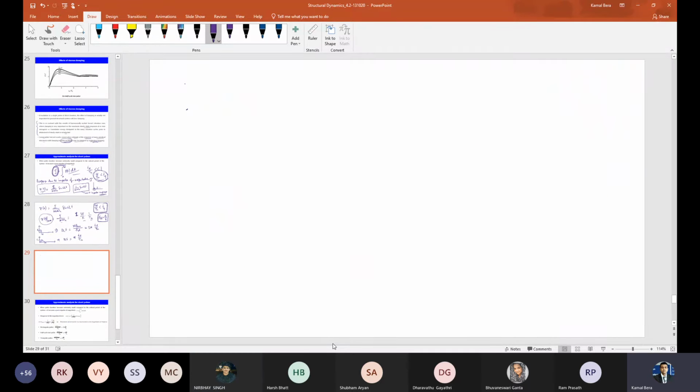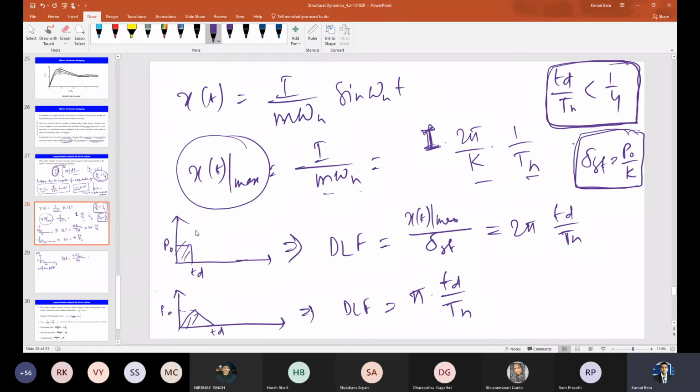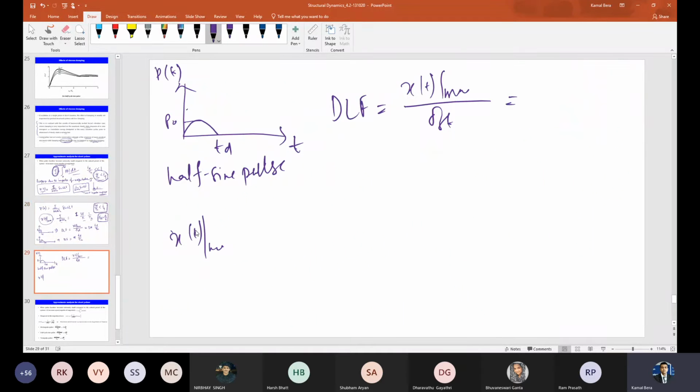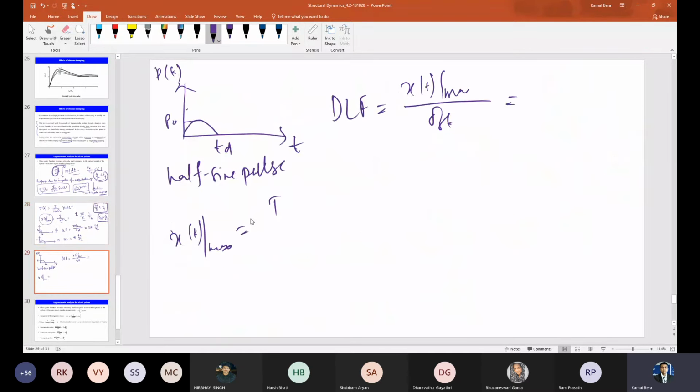Now do it for this, Td, half sine pulse. What is DLF? Again I am writing x(t) max divided by delta st. The condition is again that Td by Tn less than 4. Okay. Now what is the formula I will write here? So x(t) max is equal to I by k into 2 pi by Tn.